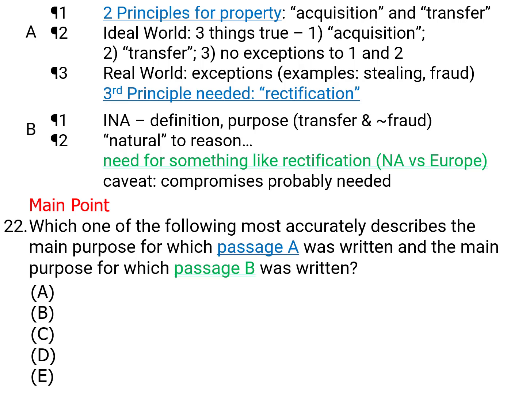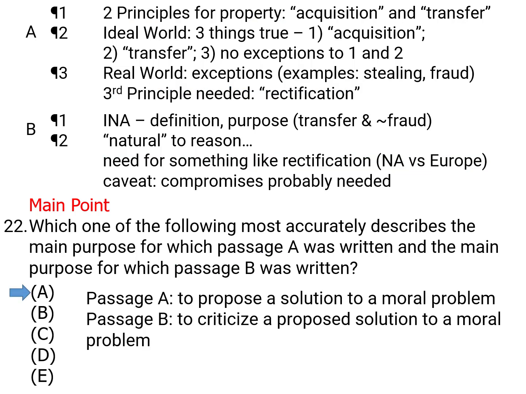The nice thing about a comparative main point question is you do get two opportunities for elimination. So if the main point of A isn't right, it doesn't matter what it says for B, and vice versa. So, answer choice A, passage A proposes a solution to a moral problem. Passage B criticizes. Well, passage B doesn't criticize anything, so that doesn't work.